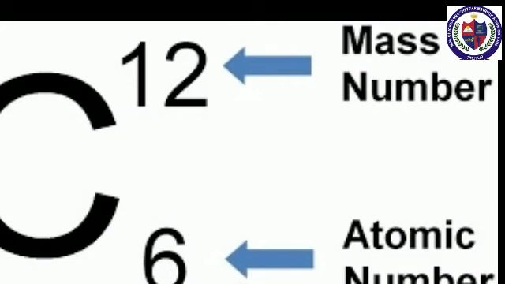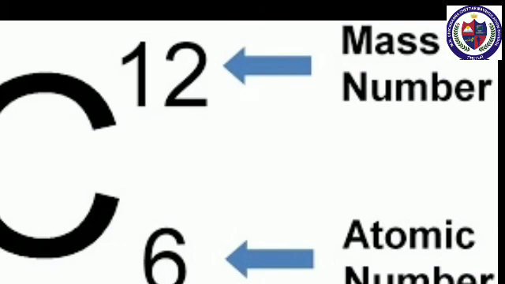Mass number. We have seen that the mass of an atom is concentrated in its nucleus. Mass number A is equal to the sum of the number of protons and neutrons in the nucleus. Mass number is equal to number of protons plus number of neutrons. Therefore, A is equal to P plus N. A lithium atom contains 3 protons and 4 neutrons. Its mass number A is equal to 3 plus 4 is equal to 7. Next, carbon. Carbon atomic number is 6 and its mass number is 12.